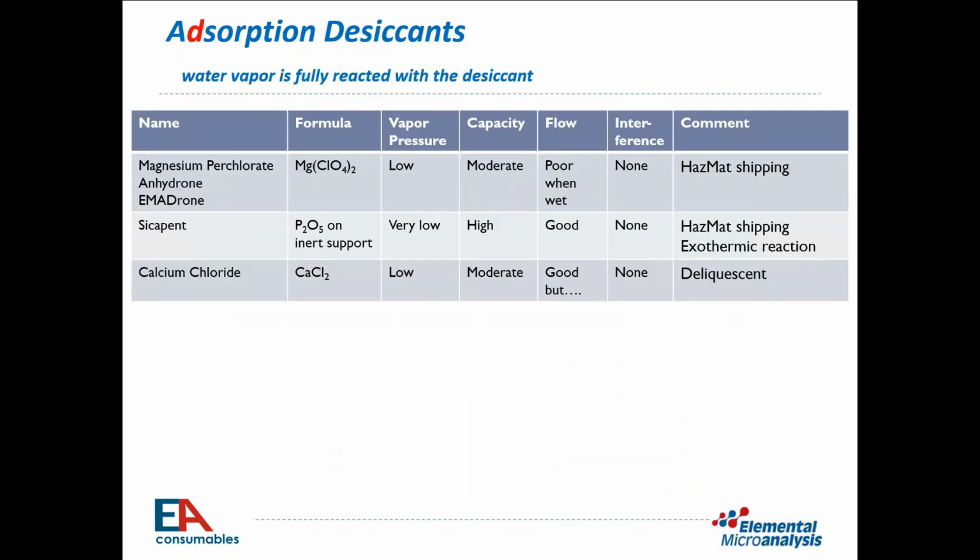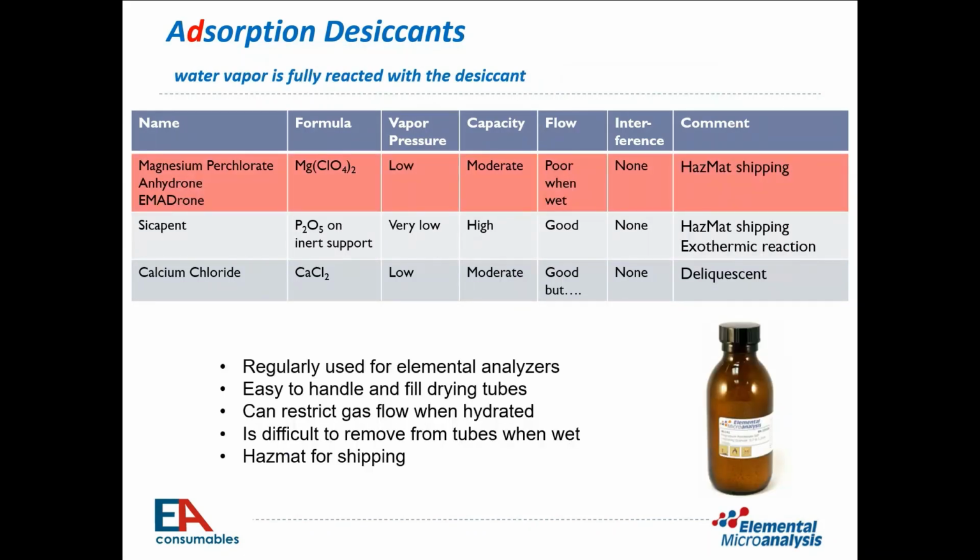So then we look onto the absorption materials. Listed are some of the typical ones used in elemental analyzers. So magnesium perchlorate is regularly used in elemental analyzers. It's easy to handle and fill the drying tubes. Its main issue is that it can block flow when it is wet, and it can also be difficult to remove from the drying tube because it can form a hard block. It does not come out easily. This, in general, is a hazmat for shipping material due to its oxidation properties.